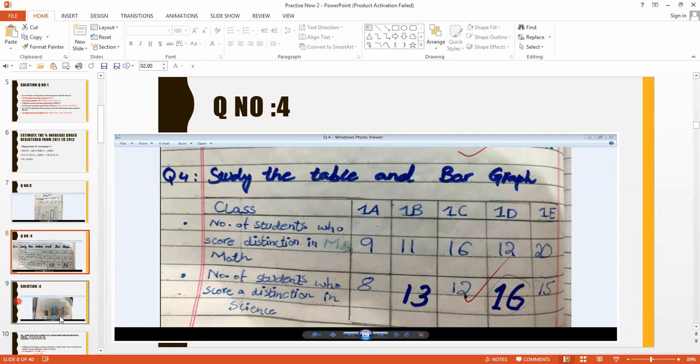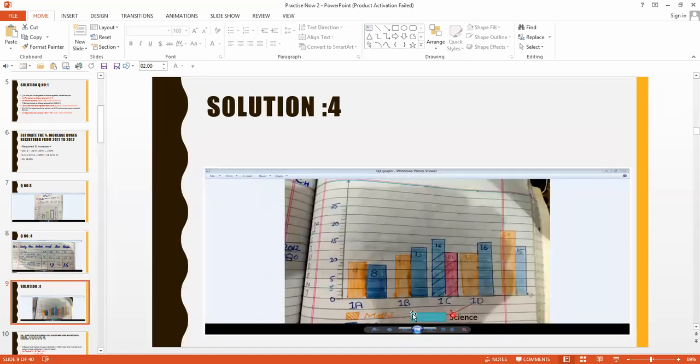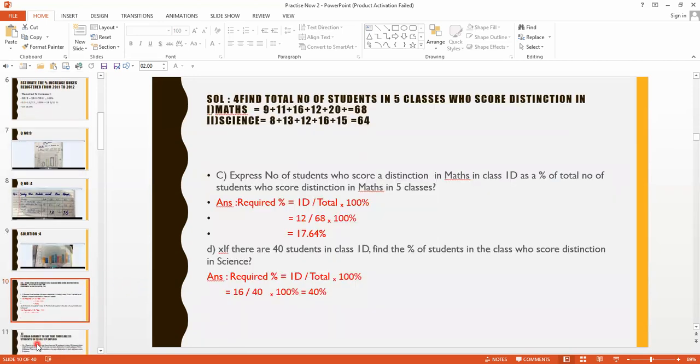12. So from seeing this table, I have to draw this bar. Look here, it shows 16, and this shows 14. Clear? Because I have to draw according to the values given here in the table. So for maths, we have 16, and for the science, in 1C, I have 12. Okay. This is clear. Now we move toward the next part of this question.